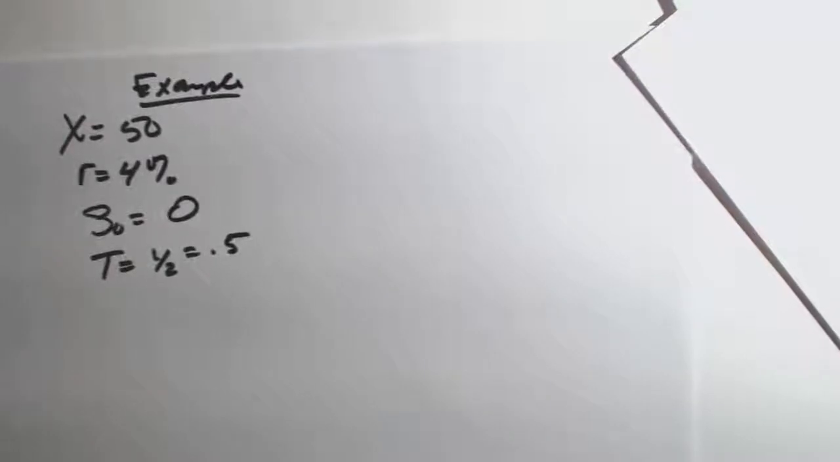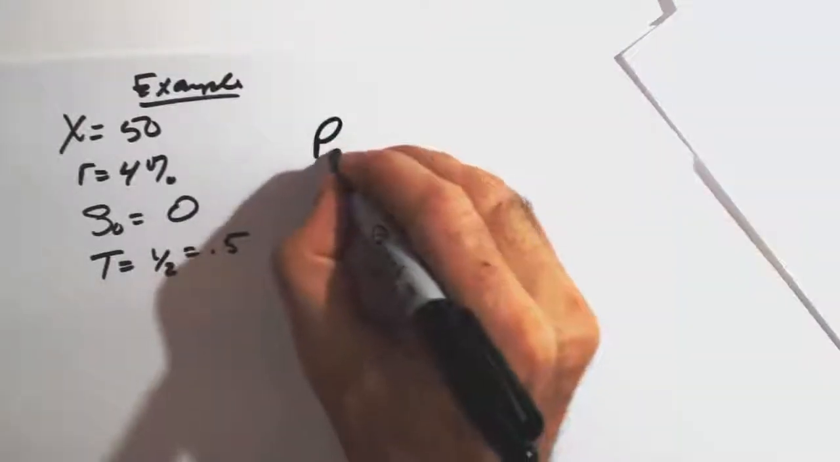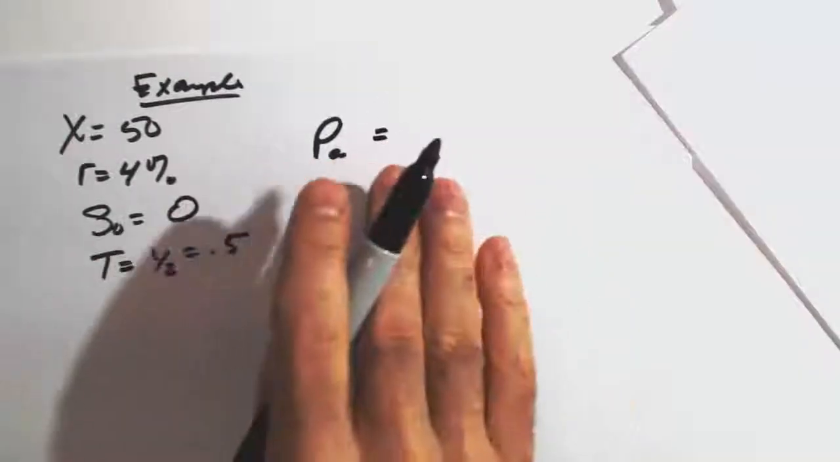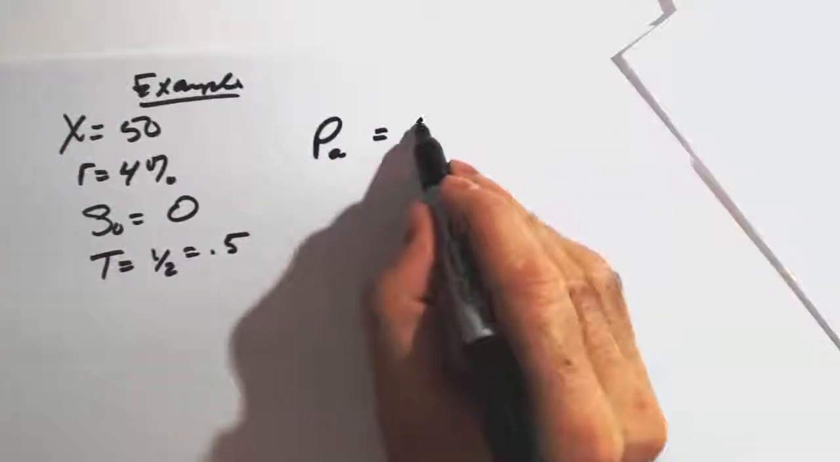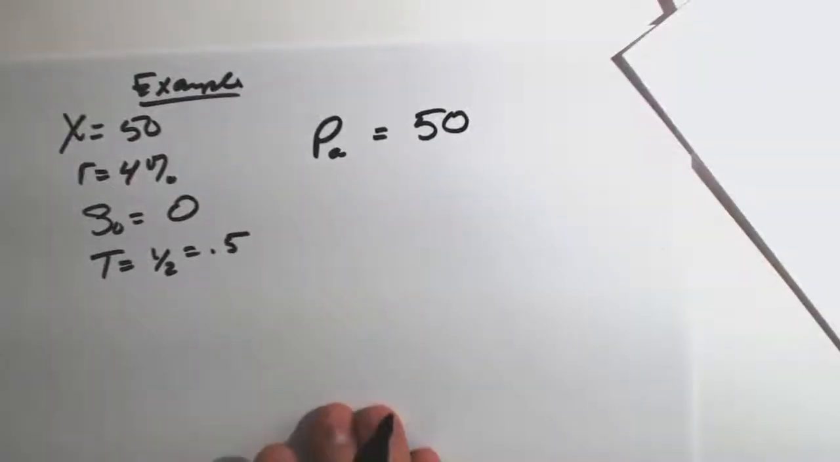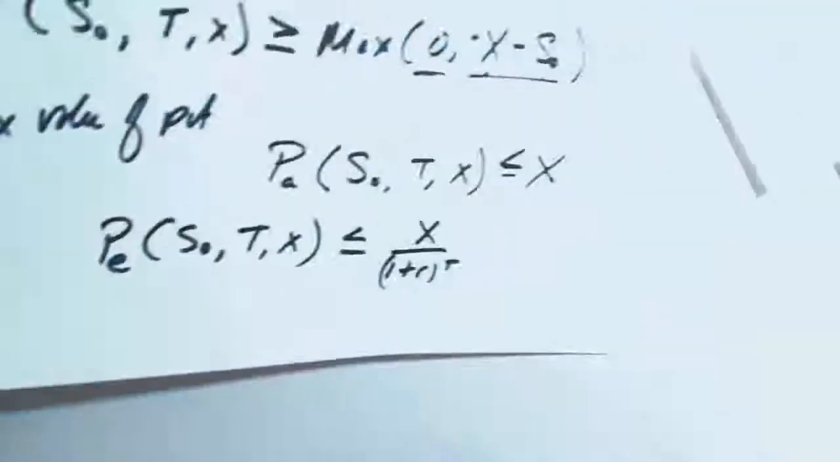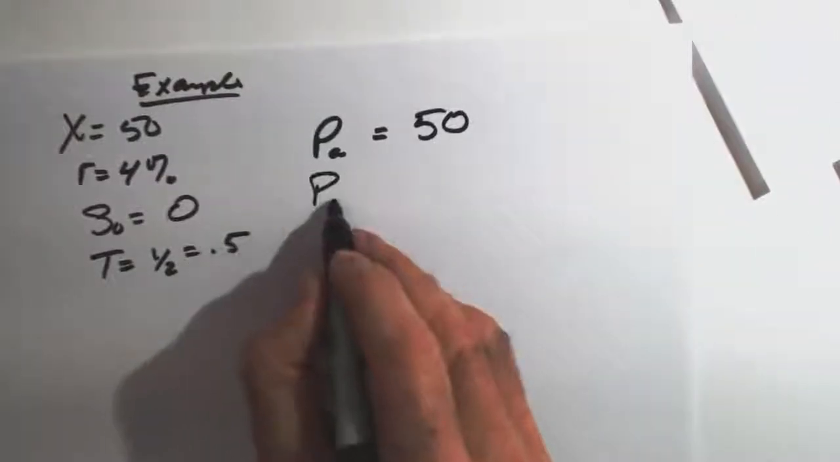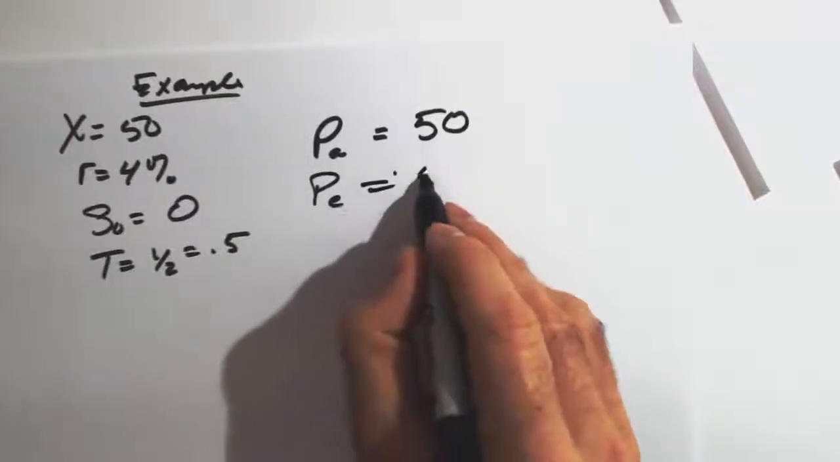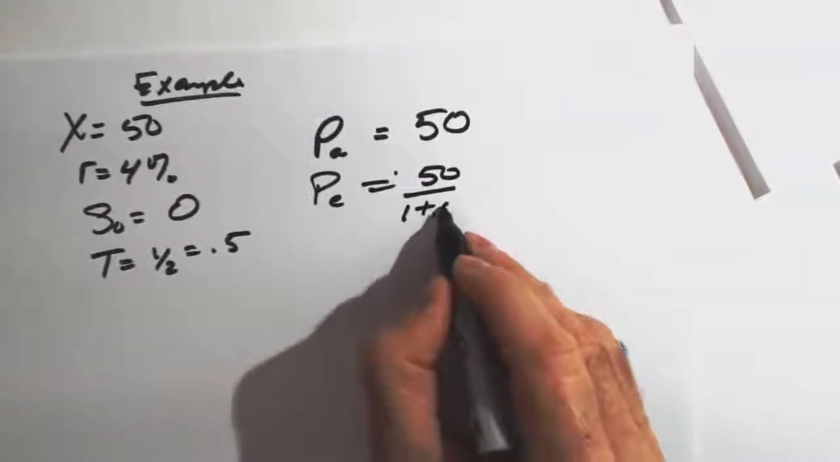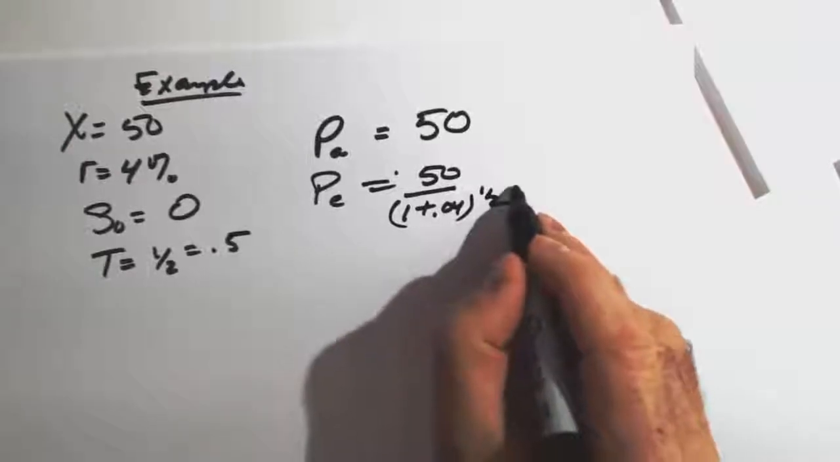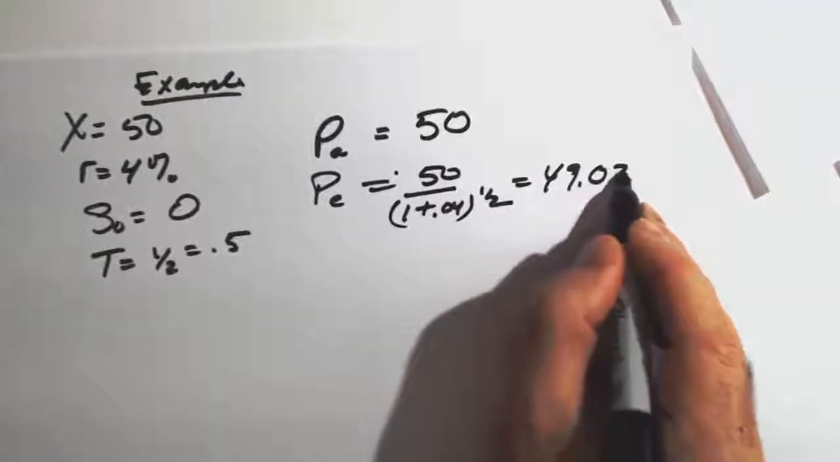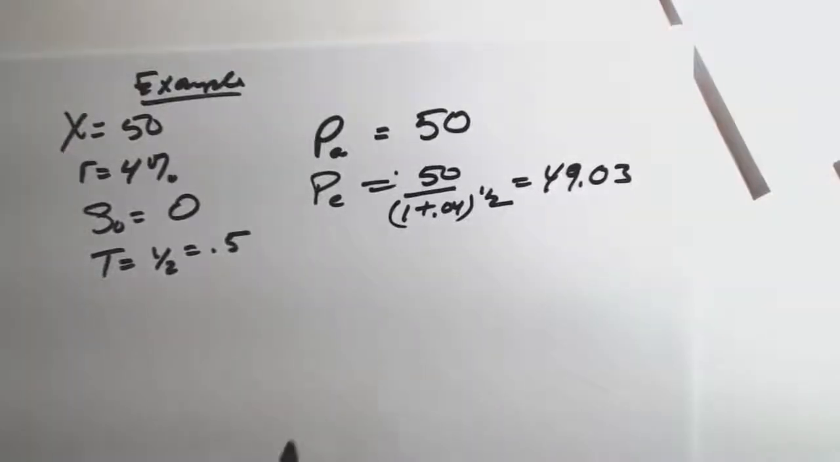Now for the American, the upper bound is simply going to be $50. That's the upper bound. So we're imposing that the maximum value is going to be this equal sign. Now for the European, the upper bound is going to equal 50, but you've got to discount that at 4% for half a year. And that means the upper bound is $49.03. These are fixed amounts, as you'll see graphically in a few minutes.